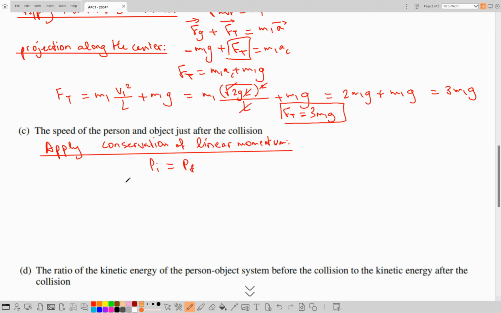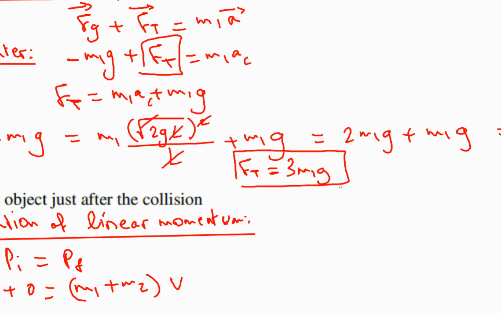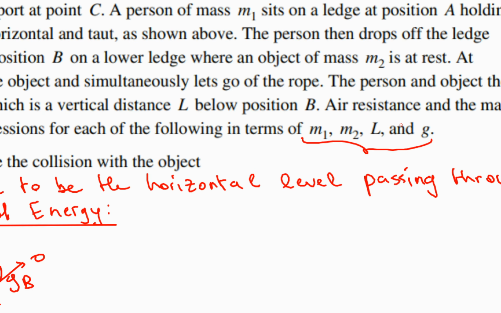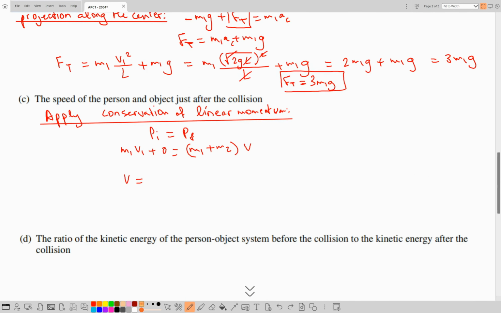Now initially what momentum do we have? We have momentum only due to the person, which is given by m1 v1 plus 0 because the object is at rest. Now they stick together, so they form one object, so that would be m1 plus m2 multiplied by the speed v that we're interested in determining. Then here also let me make the following interpretation. The tension that we have obtained is given by m1 multiplied by g, which is in terms of this constant. For this reason I have replaced the centripetal acceleration by this quantity.